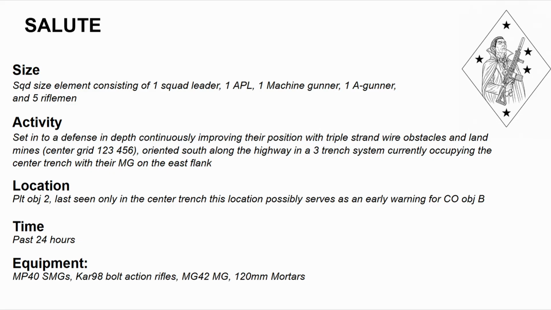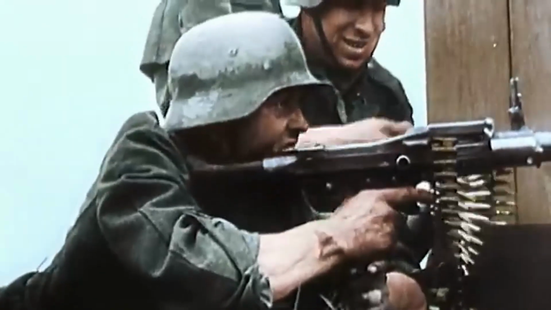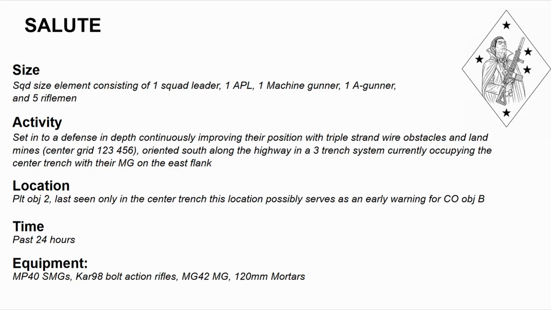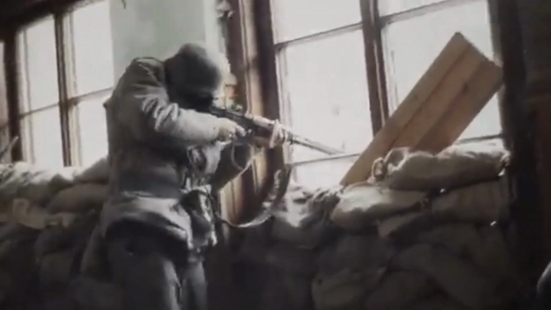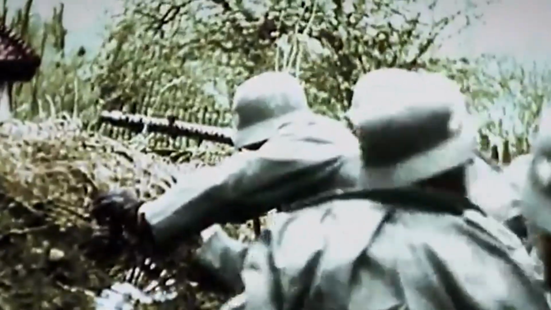For activity, set into a defense in depth, continuously improving their position with triple strand wire obstacles and landmines. Center grid 1, 2, 3, 4, 5, 6. Oriented south along the highway in a 3 trench system, currently occupying the center trench with their machine gun on the east flank. So this is as in-depth as possible with a heavy emphasis on their current actions. So what are they doing right now? Location. Platoon Objective 2, last seen in only the center trench. This location possibly serves as an early warning for Company Objective Bravo. Time, past 24 hours. So that's how long they've been at this location doing this activity.